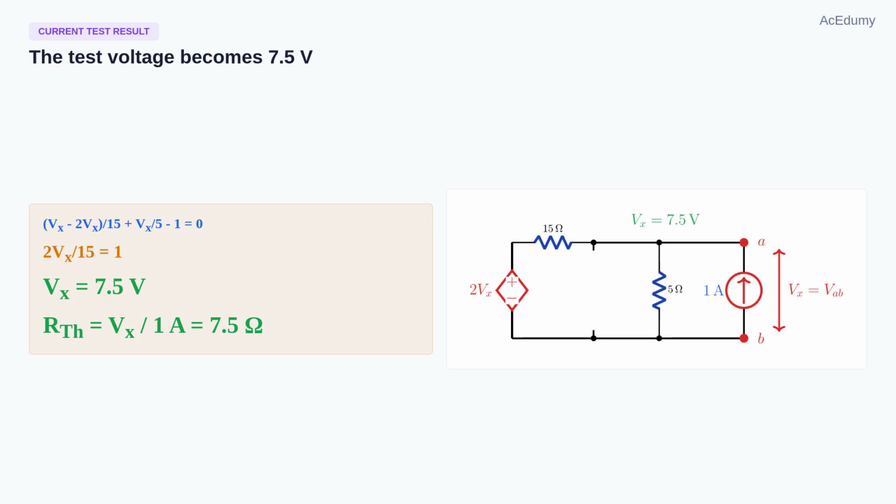Write KCL at the top terminal node. The current through the 15 ohm resistor is (Vx minus 2Vx) over 15. The current through the 5 ohm resistor is Vx over 5. The 1 amp test source enters the node, so the equation is (Vx minus 2Vx) over 15 plus Vx over 5 minus 1 equals 0. Therefore, 2Vx over 15 equals 1, Vx equals 7.5 volts, and R Thevenin is 7.5 ohms.